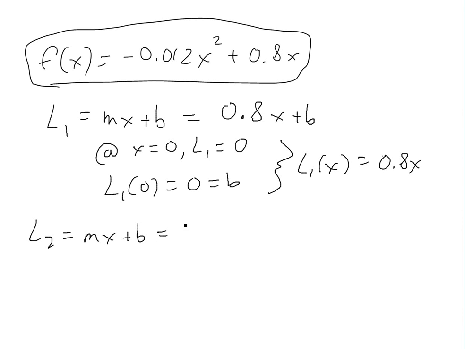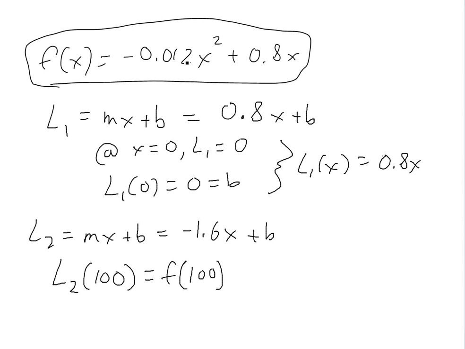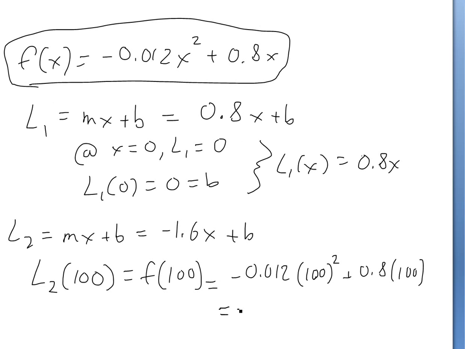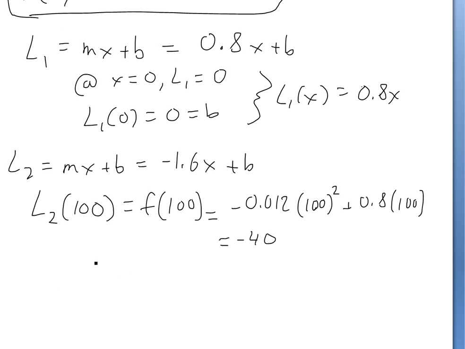So now we know negative 1.6 is m, times x, plus a new b. And we know that L2 of 100 has to be equal to f of 100, so we can just plug that in first to get f of 100. This equals negative 0.012 times 100 squared plus 0.8 times 100, and plugging this into the calculator, we get negative 40. So we know that this point is negative 40, and we can plug that in.